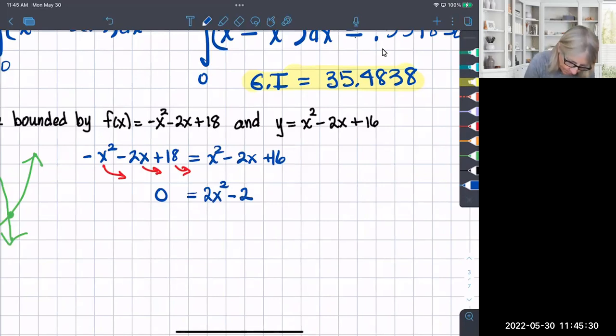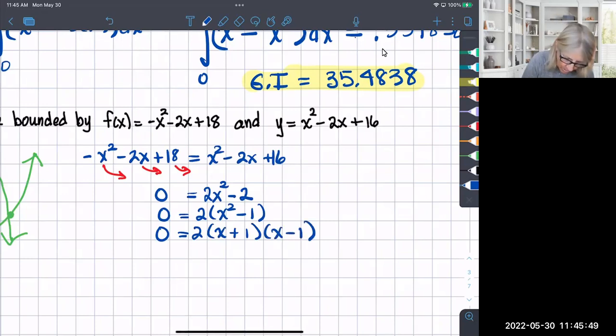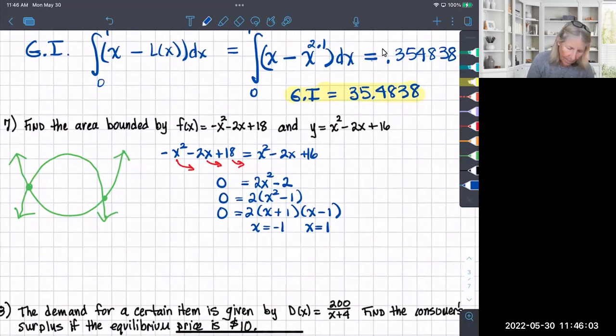Okay, I can factor that. One thing I could do is factor out a 2. That'll give me x squared minus 1. You could also do this by a square root property. I'm just going to continue with my factoring. That's a difference of squares, so it's going to factor to (x plus 1)(x minus 1). And so setting those equal to 0, I get that x would be negative 1 and x would equal positive 1. Okay, so my points of intersection are going to be at negative 1 and positive 1. So if you kind of visualize this graph here, it's going to hit here at x is negative 1 and over here at x is positive 1.